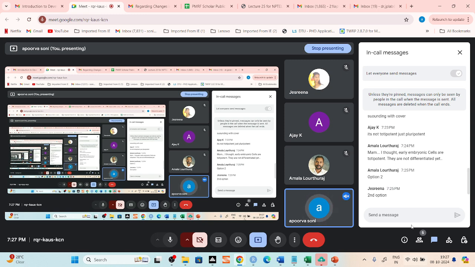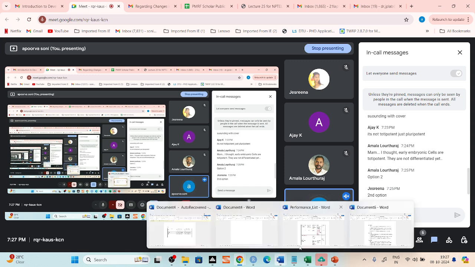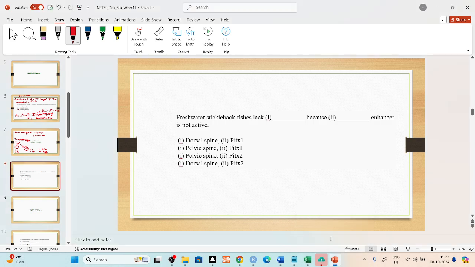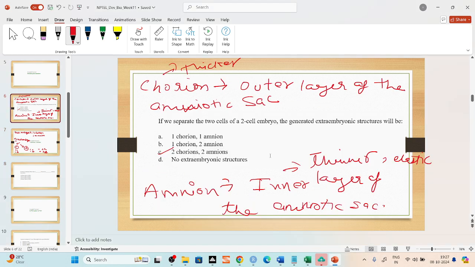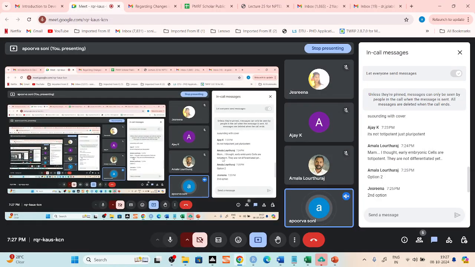So if you are saying that C is the correct answer, okay, C. This was the option. Yeah, that two chorions and two amnions will be formed. That means that these two cells have the property of differentiating into a complete organism. Okay, each cell of that two-celled embryo has the property of developing into a complete organism. That itself says that they are totipotent, they are not pluripotent. So clear your concept, Ajay.